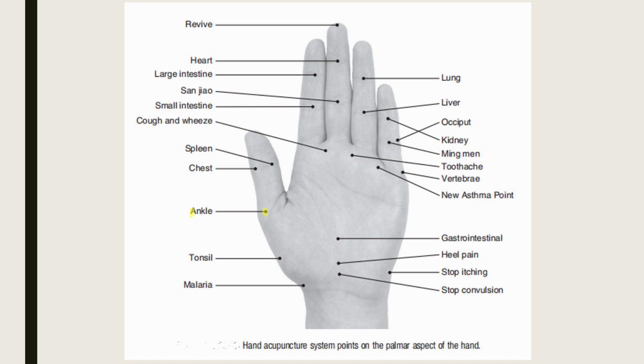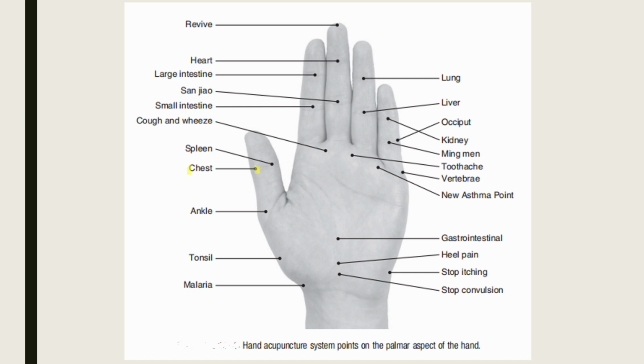Now let's go to the palm of the hand. We have the ankle point. Location: at the border of the light and dark skin on the radial side of the thumb at the metacarpophalangeal joint. Indication: sprained ankle and pain of the ankle joint.